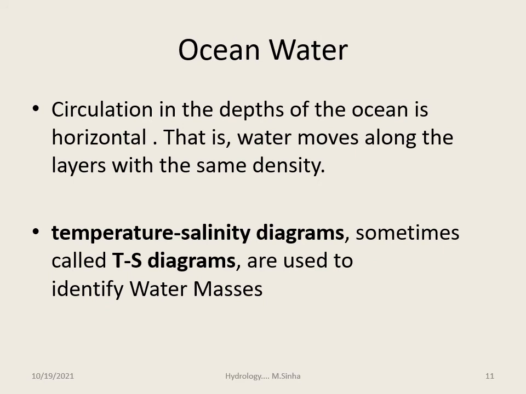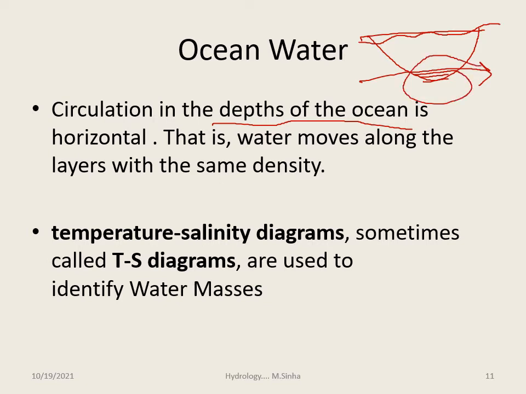Ocean water circulation in the depth of the ocean is horizontal. Suppose this is an ocean body, with dense water in the bottommost part and lighter water in the topmost part. So the circulation in the bottommost part of the ocean may be horizontal because this is a very dense water mass, and water moves along the layers of the same density.